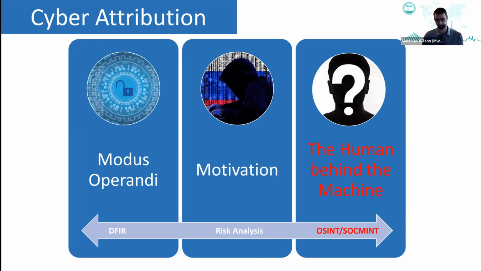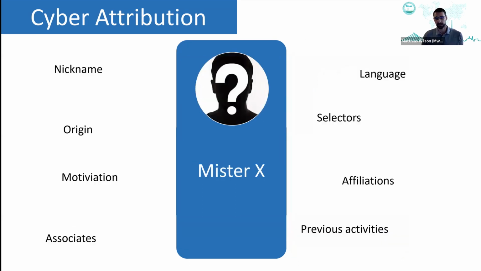So moving further to the human behind the machine, what are the things that we can find? And how might these be relevant? Well, at first, we're looking for Mr. X. We're looking for an unknown individual. And even within the code of malware or within the information that is obtained by DFIR, you might find things that could be useful to identify the individual. For example, a nickname or even the language settings that are used. These language settings might lead to the origin of this group or this individual.